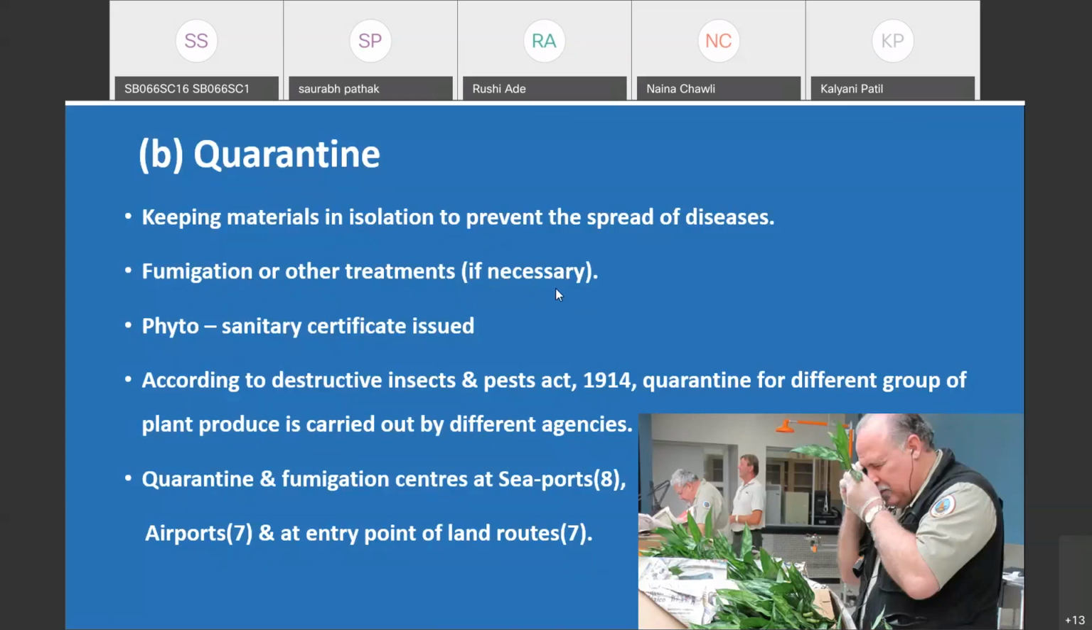And even after giving treatment with different chemicals and fumigation, if the plant material still contains certain types of insects, pests, or diseases, then at that time the plant material is completely destroyed or even returned back to that country.